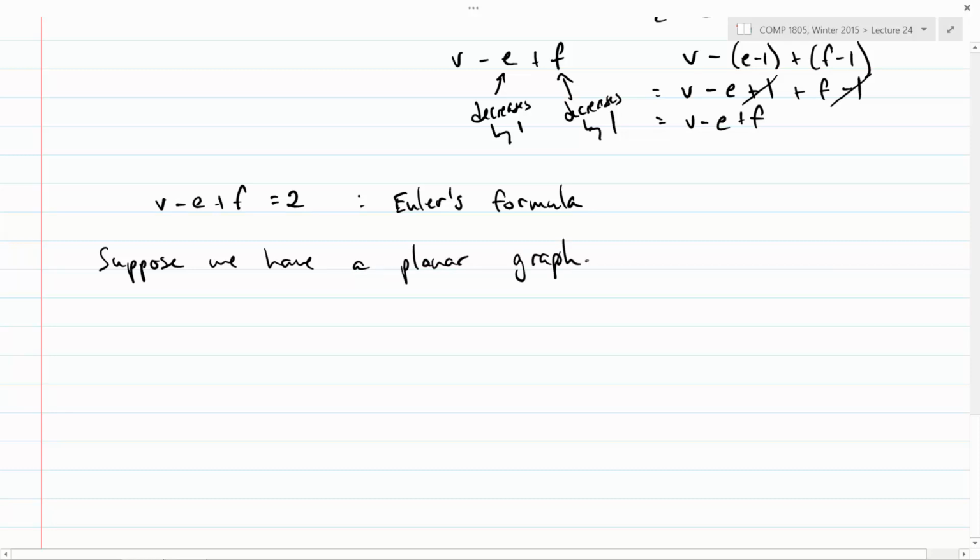I want to talk a little bit more about these faces. So how many edges are on the boundary of each face, at least? Right. There has to be at least 3 edges on the boundary of every face.